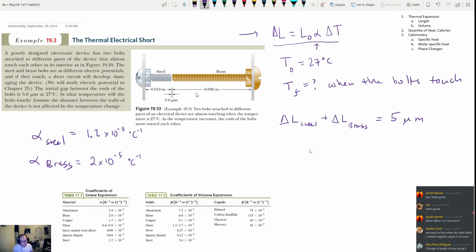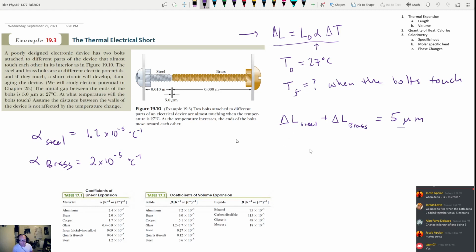We don't know how much they're going to expand. We know that they both will expand, and since they're both expanding into the same space, we can just say, okay, well, the steel is going to expand by a little bit, brass is going to expand by a little bit. And when they touch, the sum of their expansions has to be 5, right? Does that seem reasonable? Does that make sense to you? Very clever. Okay, so now we just plug things in from here.